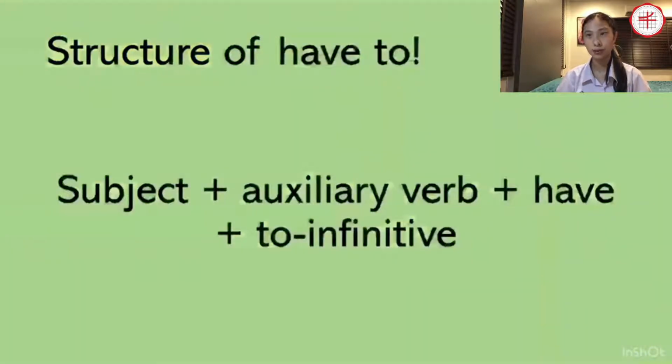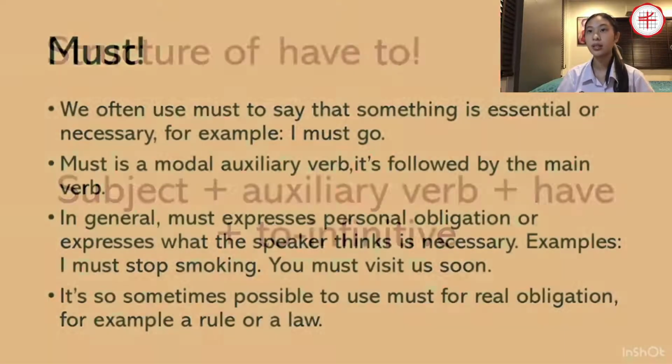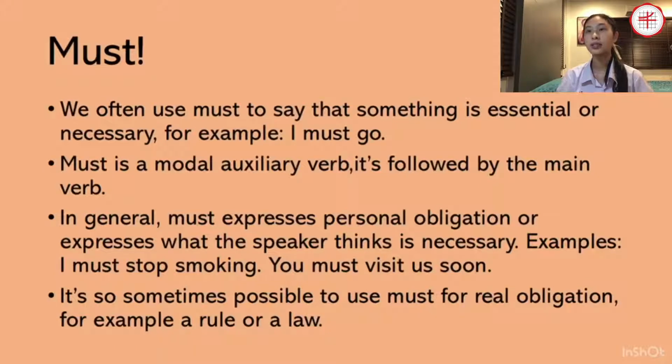Structure of have to. Have to is often grouped with modal auxiliary verbs for convenience, but in fact, it is not a modal verb. It is not even an auxiliary verb. In the have to structure, have is the main verb. The basic structure for have to is subject, auxiliary verb, have, and to infinitive. Look at these examples in the present simple tense. She has to work. I do not have to see the doctor. Do you have to go to school?